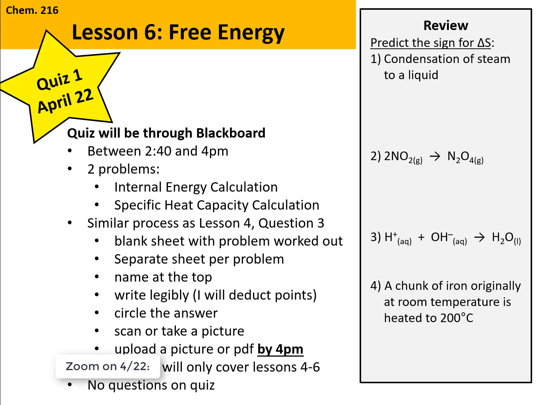There will be 2 problems. One will be an internal energy calculation. The other will be a specific heat capacity calculation. The process will be similar to what you did for lesson 4, question 3. You have to do it on Blackboard and upload it there. You can do it on a blank sheet of paper. You don't have to write out the problem, just how you solve it. Do a separate sheet per problem, name at the top, and make sure you write legibly.